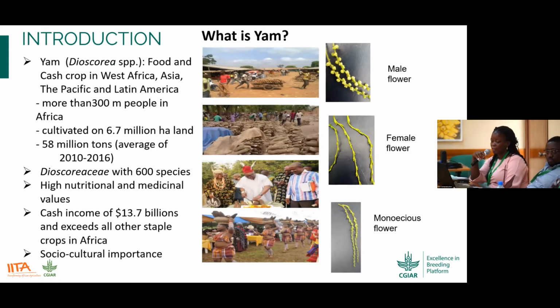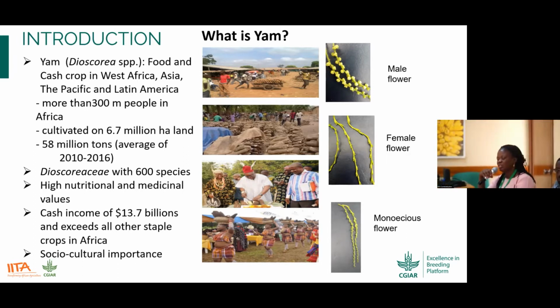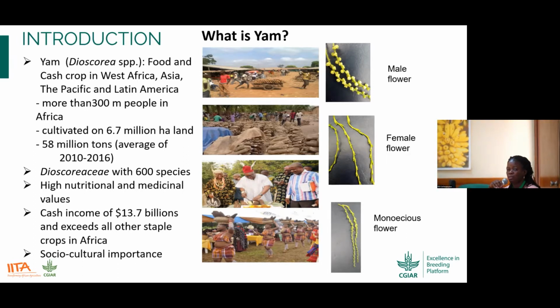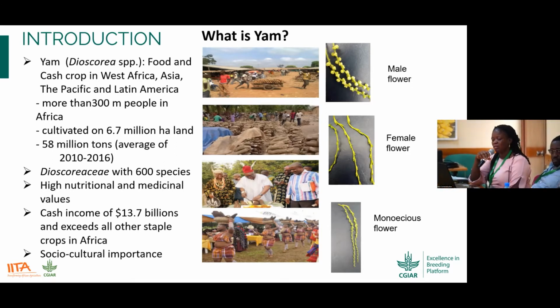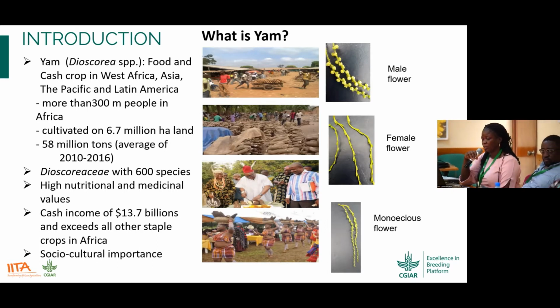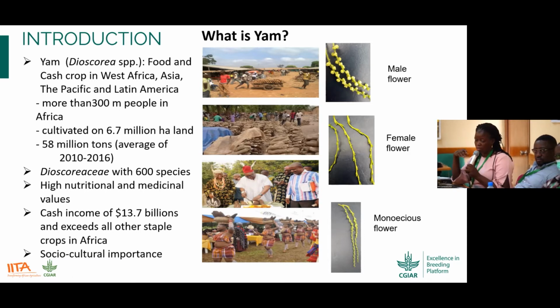That is FAO data. There are more than 600 known species. It is very nutritional and used for medicinal purposes. The cash income from yam is around $13.7 billion, which exceeds other staple crops, and that makes it a very important crop. Then, when we talk about its sociocultural importance, when you want to marry a wife here, you need yam as part of the bride price. And we can also see the picture of a new yam festival there, which is an annual celebration around West Africa.